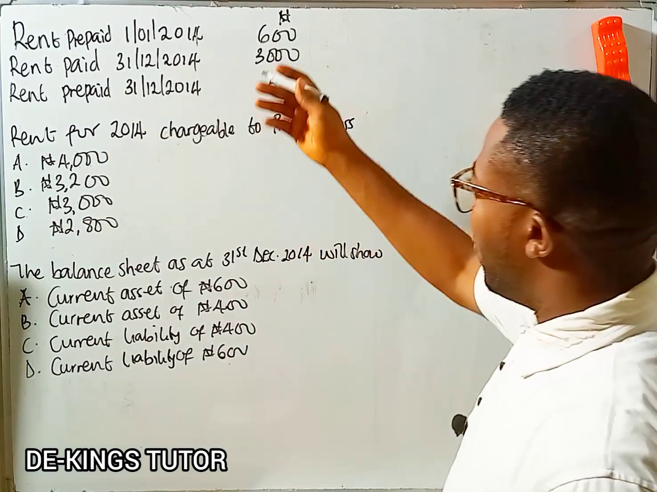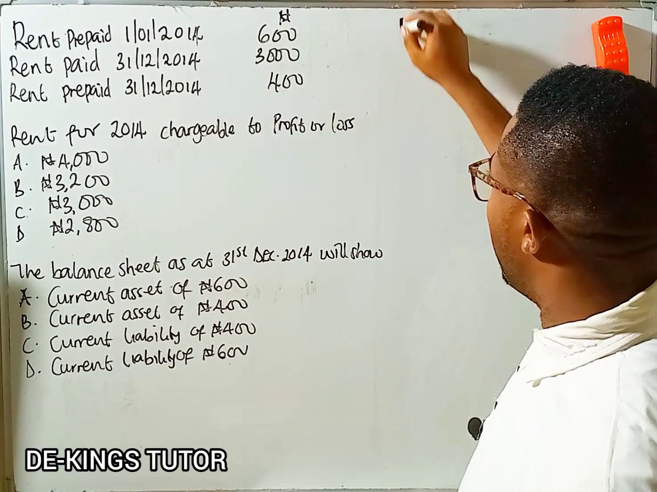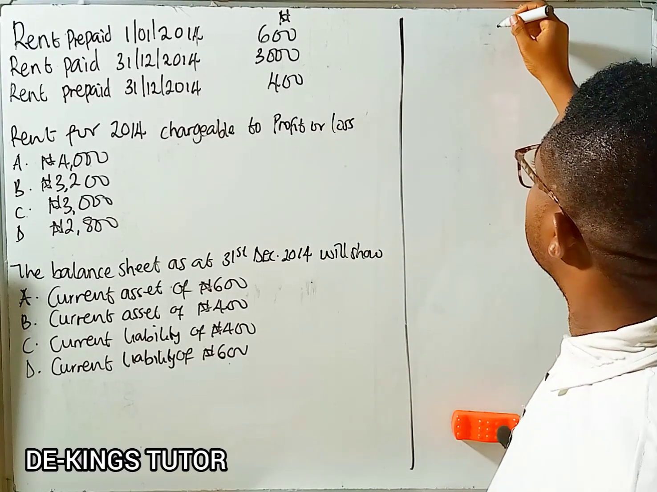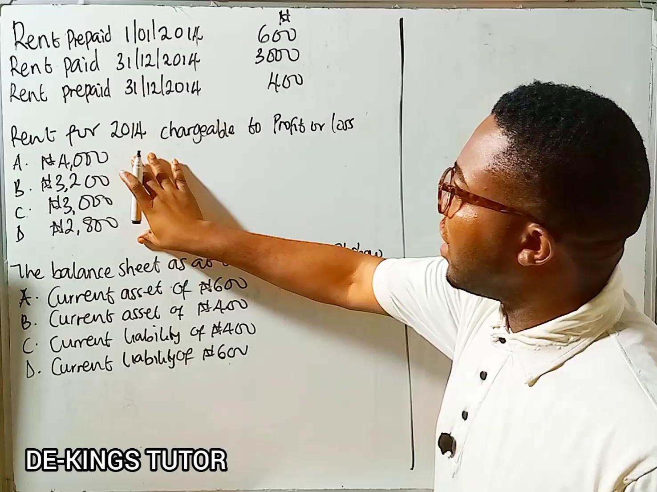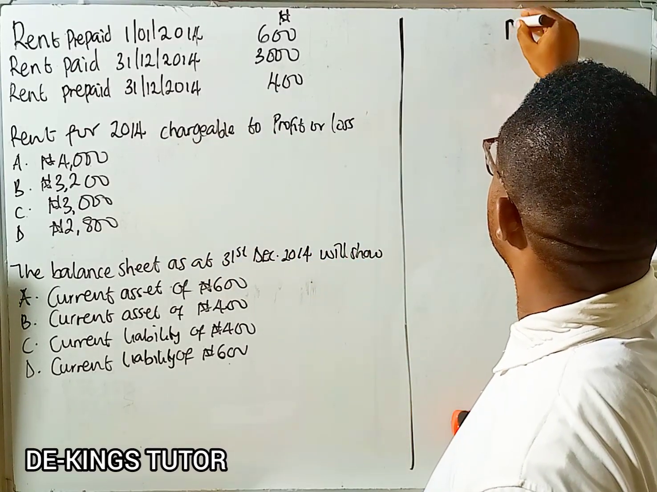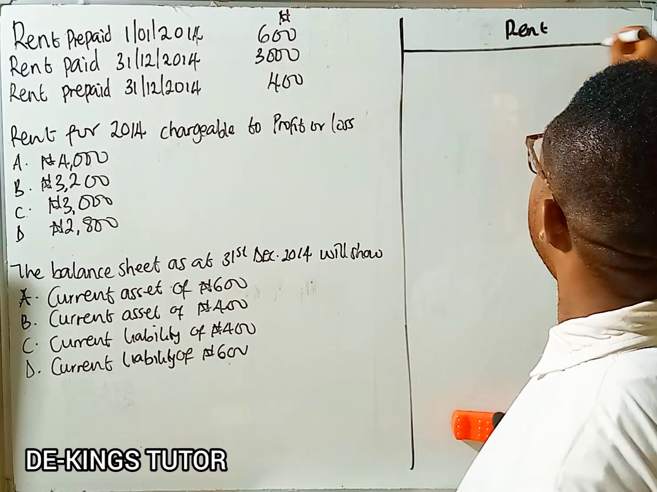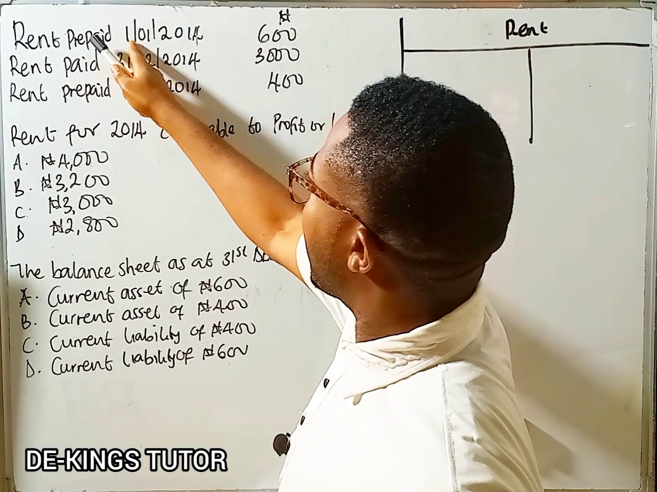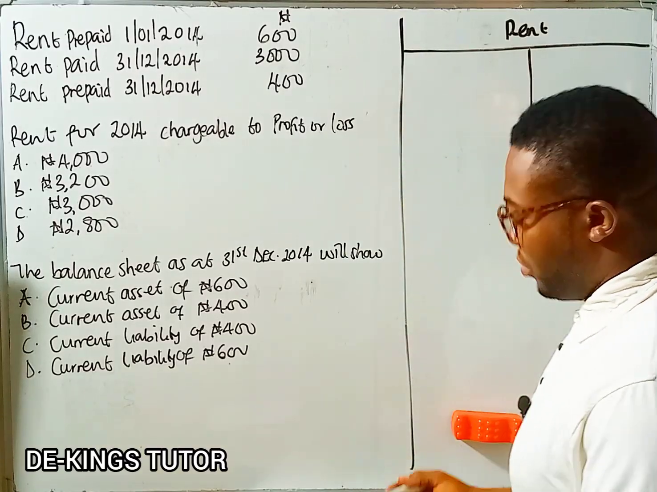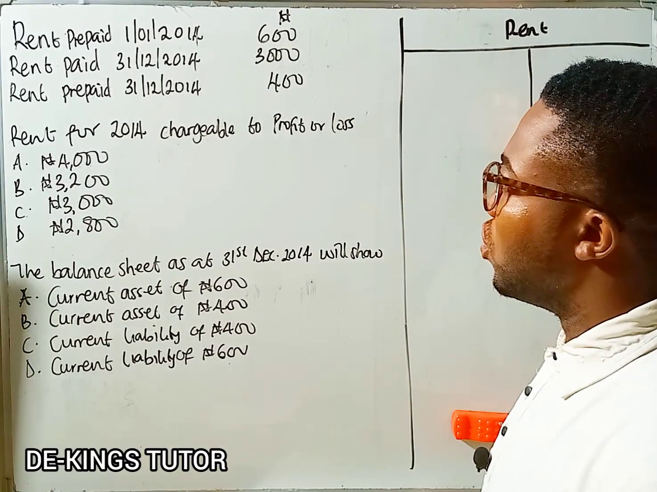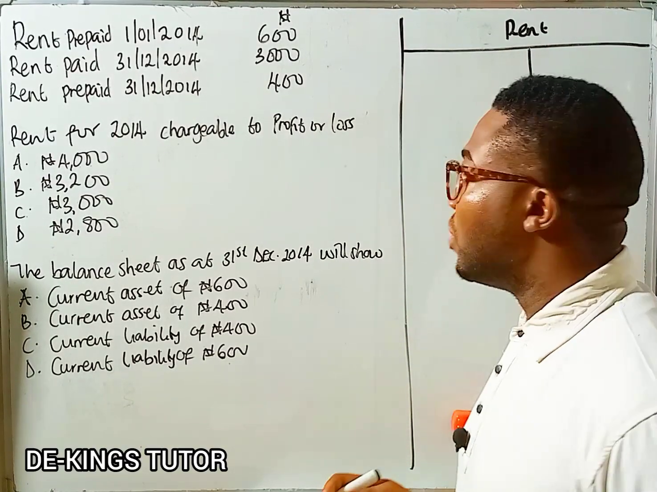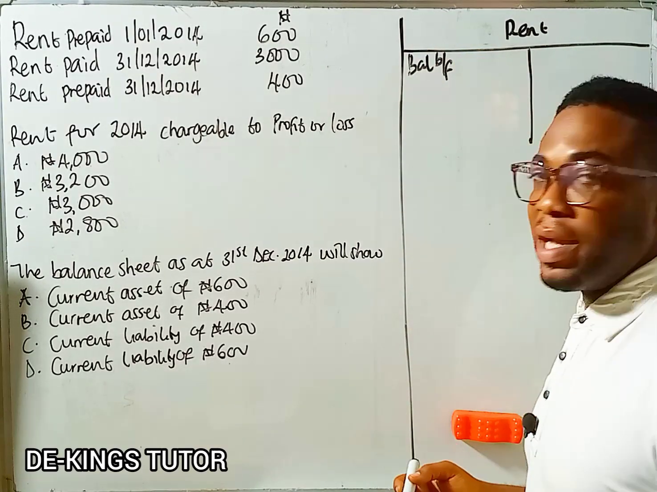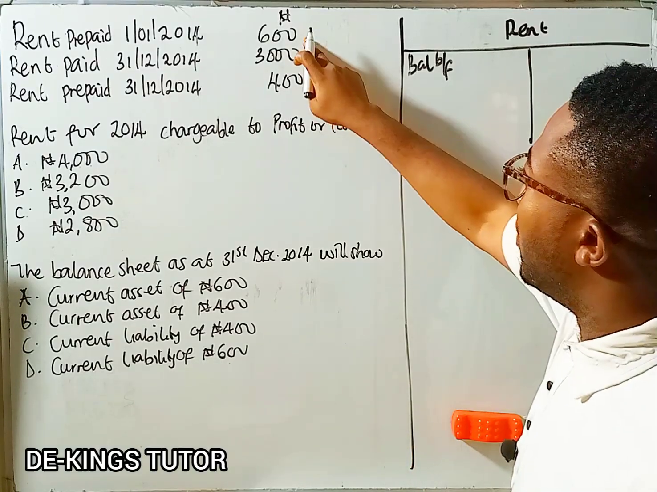Okay. Now, if we want to solve this, I can do this in two ways. The first one, let me use the ledger aspect. We want to know the amount that will be charged to the profit and loss account. Now, if we have this rent account, rent prepaid as at first of January 2014 becomes the balance brought forward. So we have here balance brought forward, because rent is an expense which has a debit balance. So we have 600.